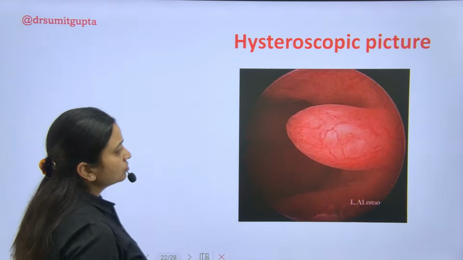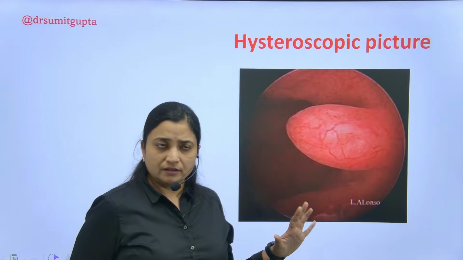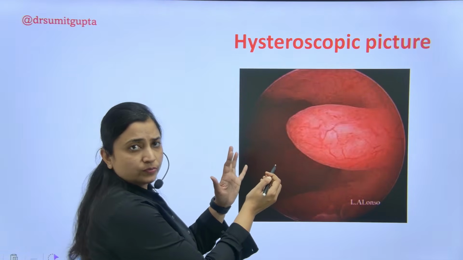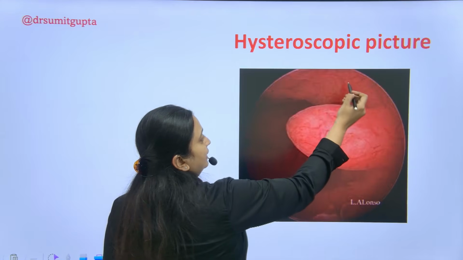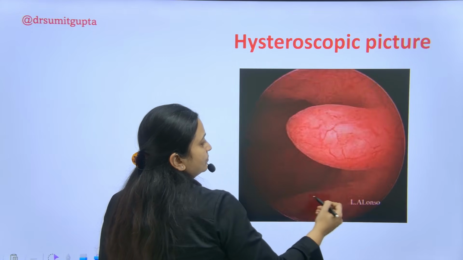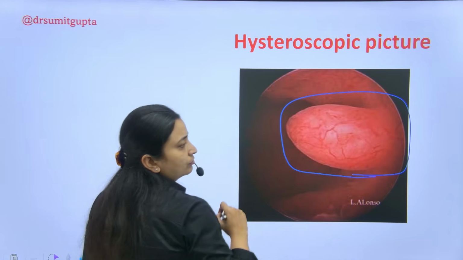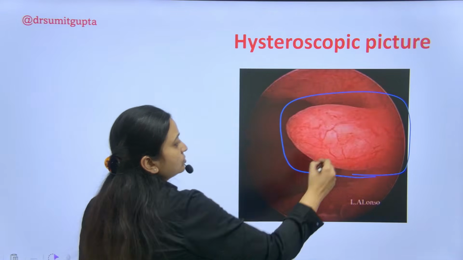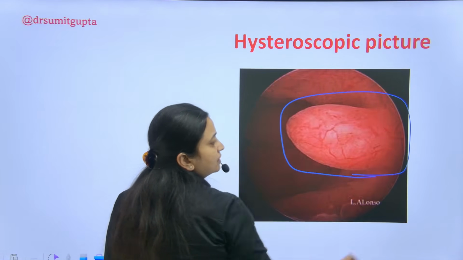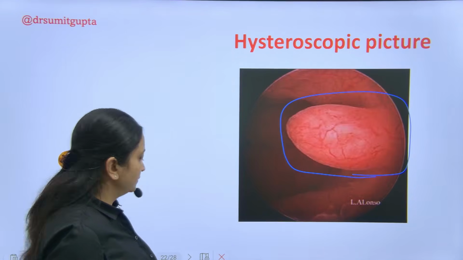Coming to hysteroscopy, it is a random picture, right? So you put the hysteroscope inside. This is the anterior wall of the uterus. This is the posterior. And the pathology is right there in front of you. You are able to see the pedicle. You are able to see the base. Just go and resect.